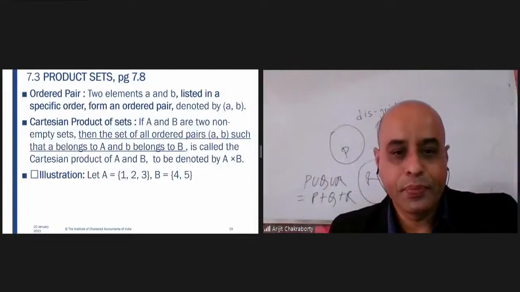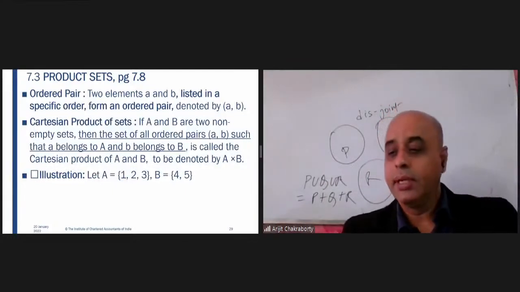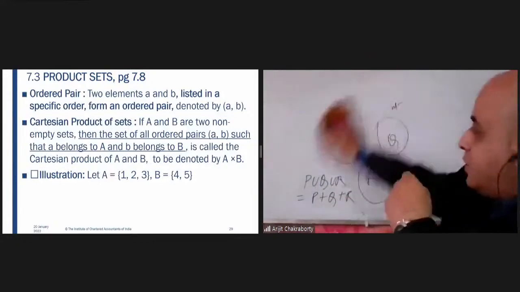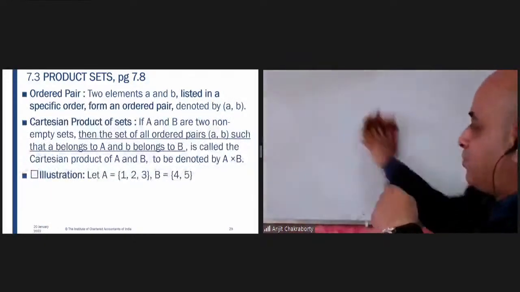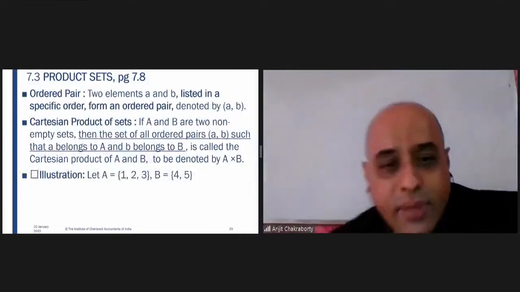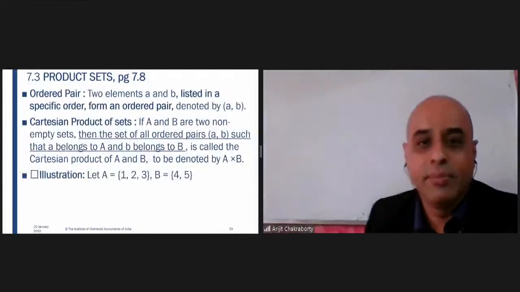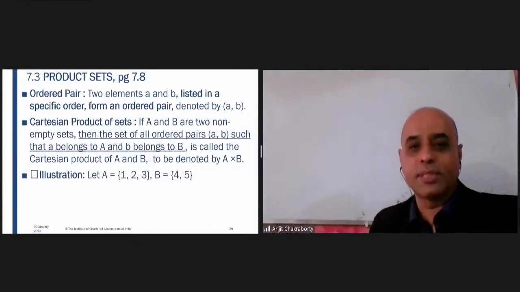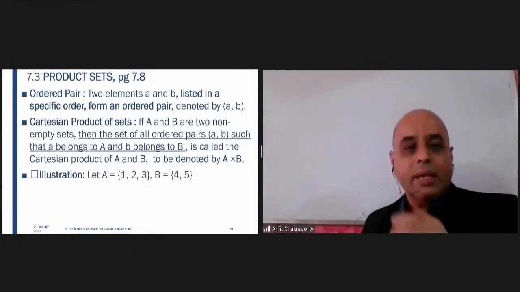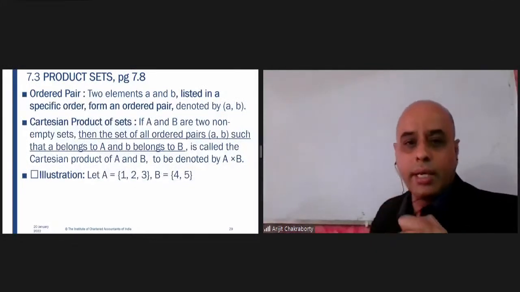What to do? 1, 2, 3, 4, 5. We have to find the Cartesian product. Cartesian product means, we had a chapter earlier in mathematics which is no longer there in the curriculum, that is matrices. In matrices we used to do something like this. Okay. Now the Cartesian product of two sets A and B.